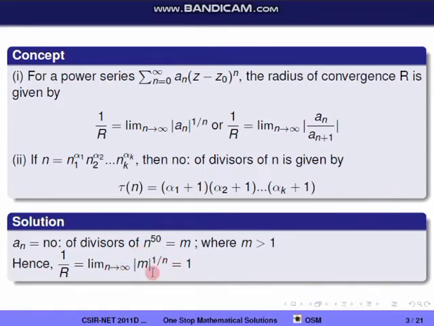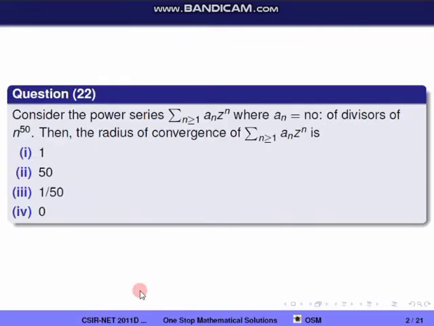So when we apply the limits, we will get m^(1/infinity), that is m^0. So anything raised to 0 is equal to 1. So we got 1 by r is equal to 1. Therefore r is equal to 1. So we will check the correct option. So the correct option is 1.